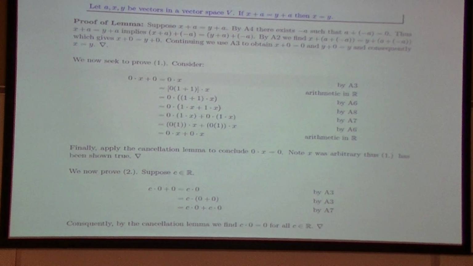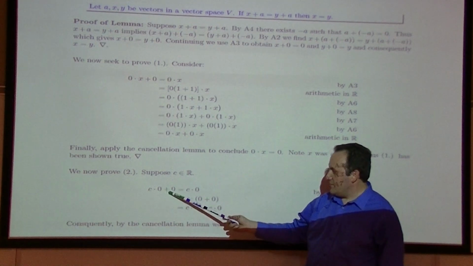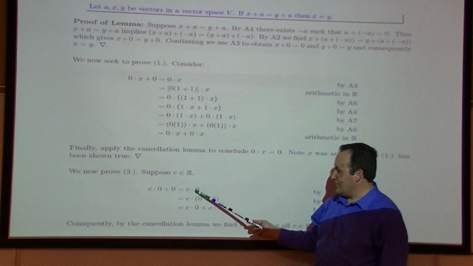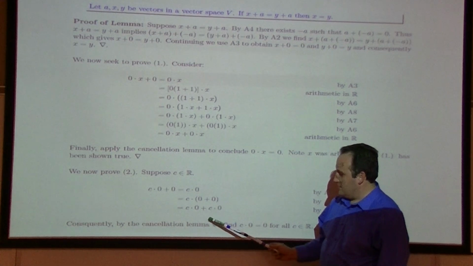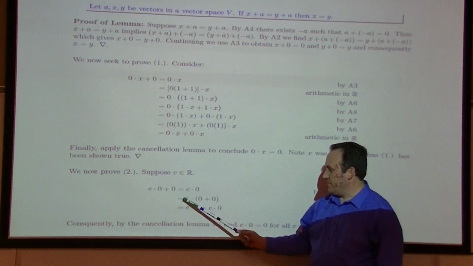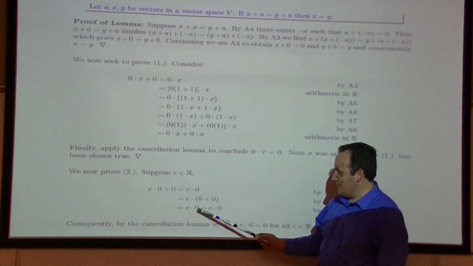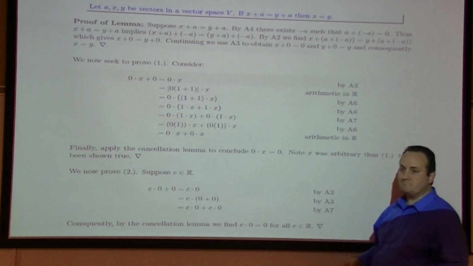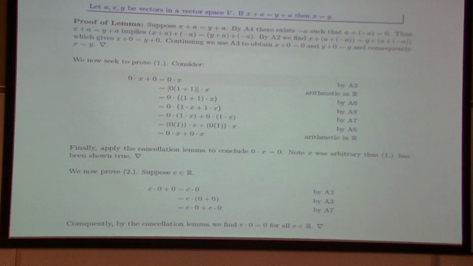Once you have that, it's not hard to prove number 2. Again, c times 0 plus 0 is still c times 0, but I can change 0 to 0 plus 0. Again, that gives me this. So if this is equal to that, that shows me that c times 0 is 0. But again, I'm using the axiom in each step to justify what I'm doing.